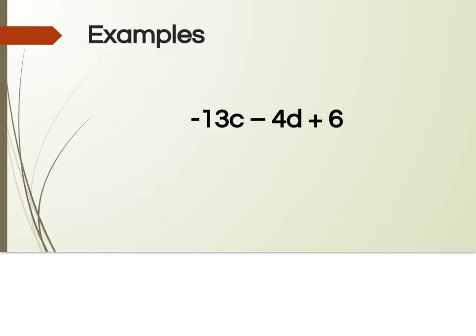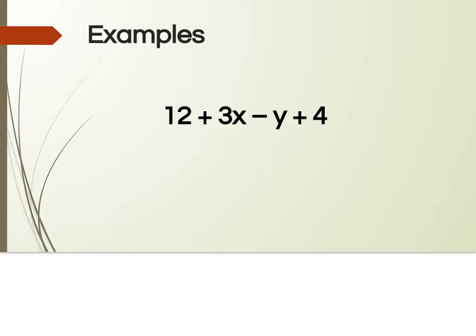In negative 13c minus 4d plus 6, you will have no like terms because the first term is negative 13c and there are no other terms that have a c with them. The second term is a negative 4d and there are no other terms with a d in it. And then you have the positive 6, the constant, and there are no other constants.